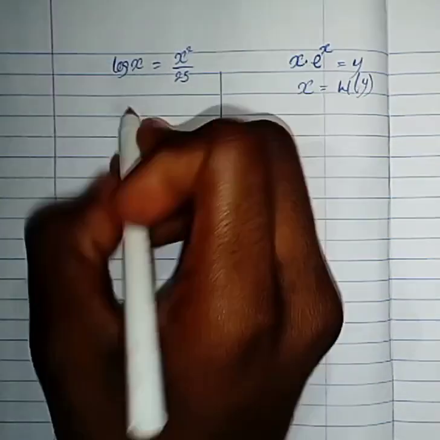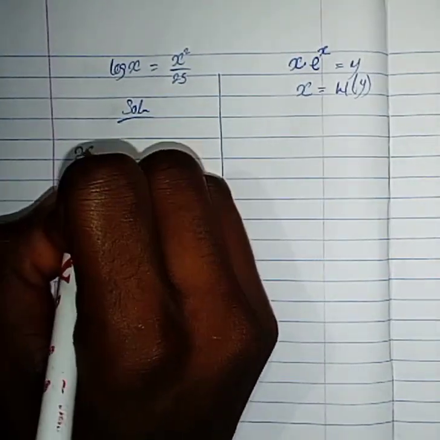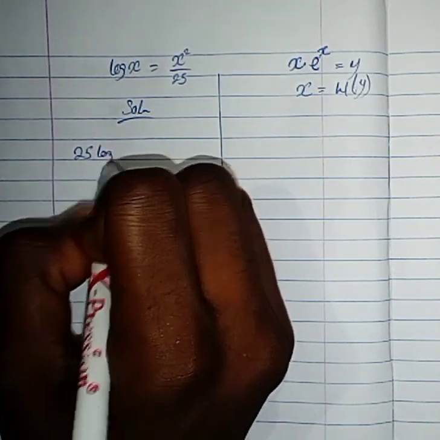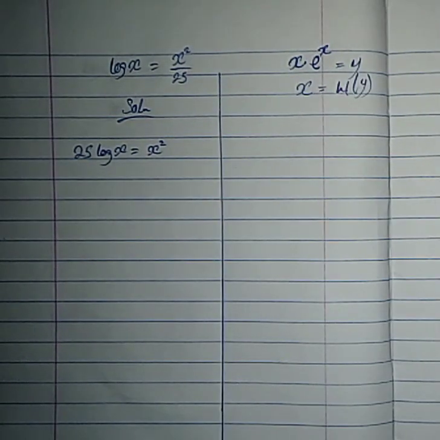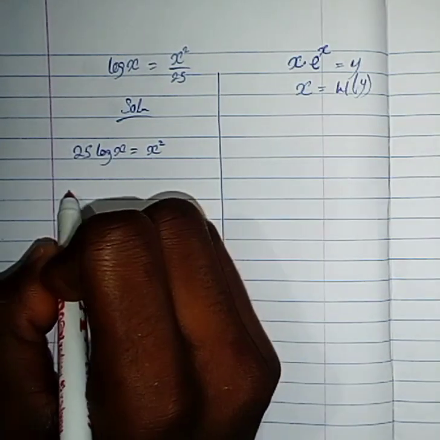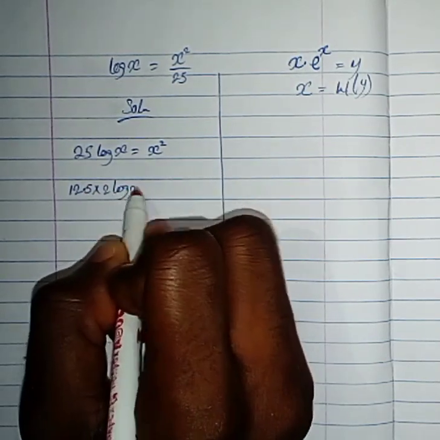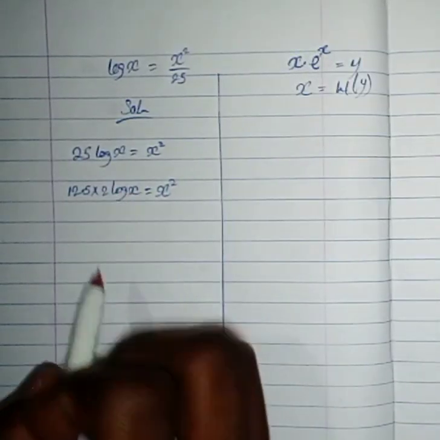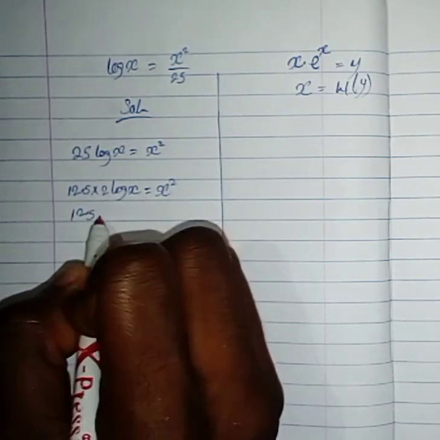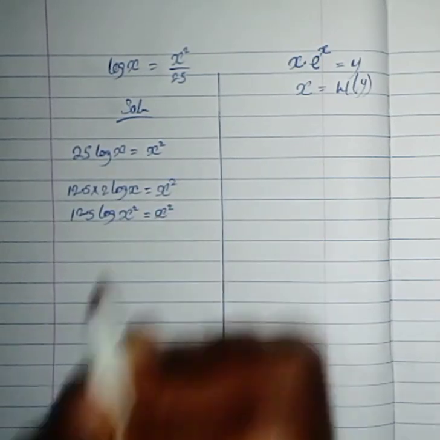So cross multiply, you have 25 log x equals x squared, right? But 25 can be written as 12.5 times 2. So we have 12.5 times 2 log x equals x squared. The 2 can actually come here. Then you see 12.5 log x squared equals x squared.